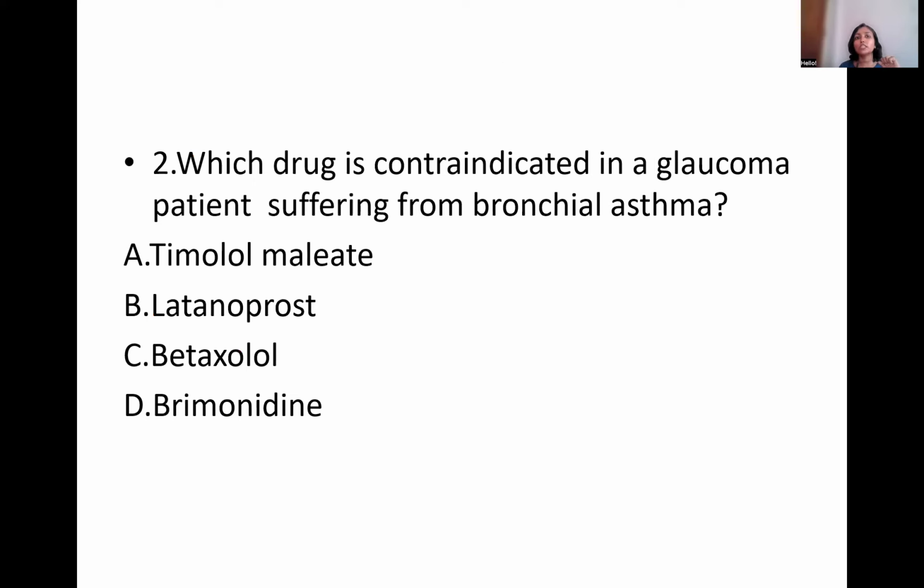Now coming to the next question. Which drug is contraindicated in a glaucoma patient suffering from bronchial asthma? The options are timolol maleate, latanoprost, betaxolol and brimonidine. Among these, which is not to be used in a person with glaucoma and bronchial asthma? The answer is timolol, because it is a non-selective beta blocker which will act on both beta 1 and beta 2 receptors and precipitate bronchospasm. So it is not to be used in a bronchial asthma patient.